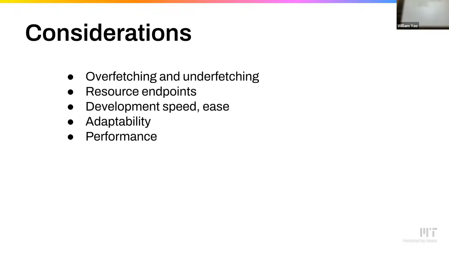Another thing is over and under fetching, which refers to what data you're retrieving and the shape of the data that you're pulling from your server, which we'll see in GraphQL and REST. Resource endpoints refers to where the resources are in the server and how to access them by the network. And finally, development speed is something that's important to keep in mind throughout all of this: you want to consider all of the stakeholders, the people using your software and also the people building your software.